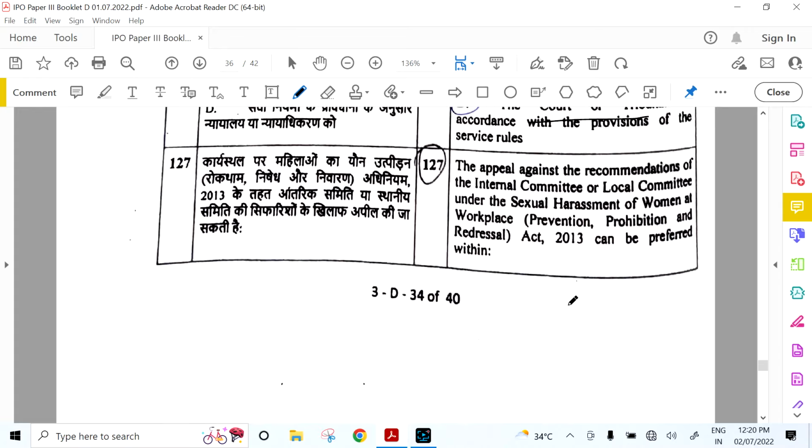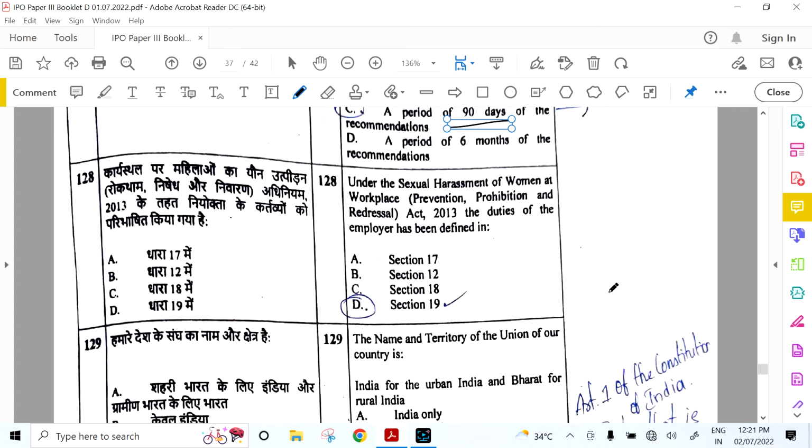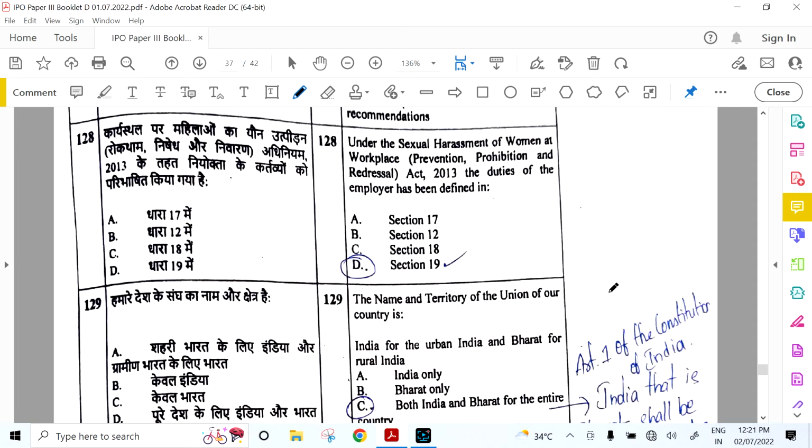The appeal against recommendations of the internal committee or local committee under the Sexual Harassment of Women at Workplace Act 2013 can be preferred within 90 days of the recommendations. Under Section 18(2) it is covered. Under the Act, the duties of the employer have been defined under Section 19.